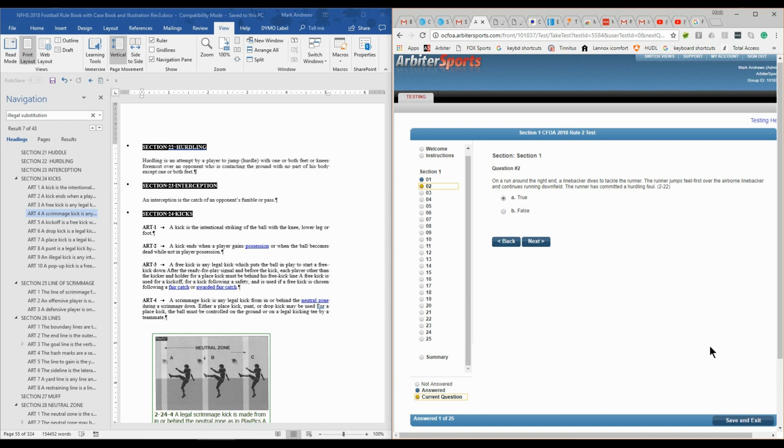Question 2. On a run around the right end, a linebacker dives to tackle the runner. The runner jumps feet first over the airborne linebacker and continues running downfield. The runner has committed a hurdling foul. And the rule reference is 2-22, which is the definition for hurdling.